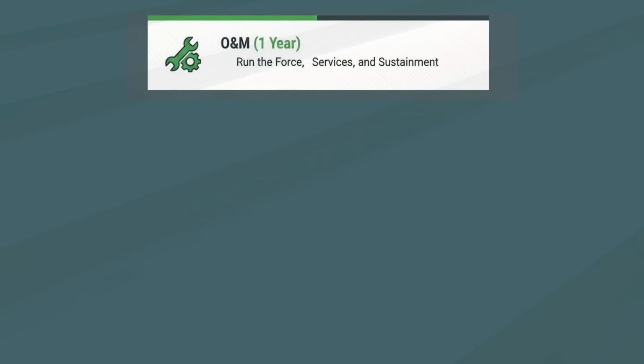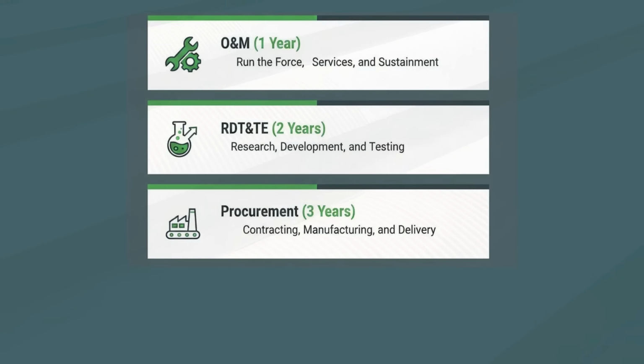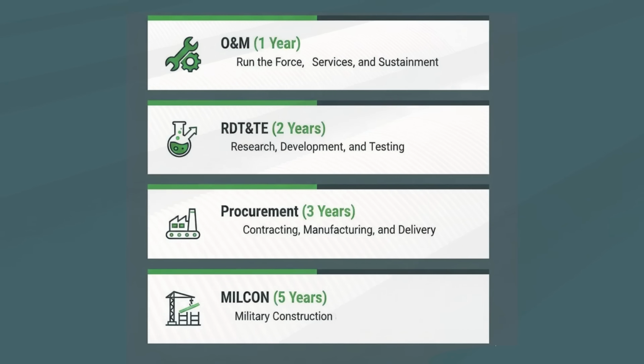Now, in the military, Congress assigns time to risk and complexity. So operations and maintenance funds get 1 year. It runs the force, it covers services and sustainment. RDT&E, the research money, gets 2 years because development usually crosses fiscal years. Procurement gets about 3 years. This is to cover contracting, manufacturing, and delivery. And MilCon, right, so this is the construction funds, these get 5-year assignments because construction timelines are long, as you know.